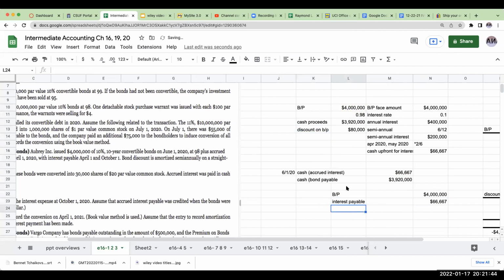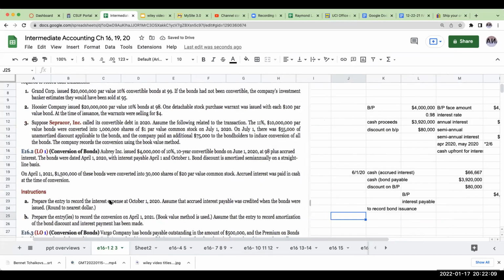So right over here, my discount on bonds payable is going to be 80 grand. Okay, let's just add up the numbers to make sure that we're good to go. And oh my God, this is so exciting. We are in fact good to go. Perfect. Okay, to record issuance, bond issuance. Now, it's asking us to do the interest expense.